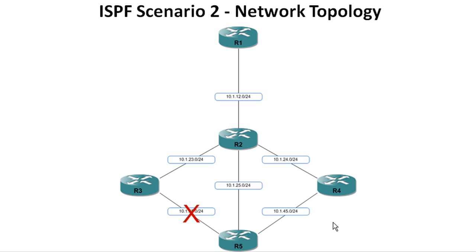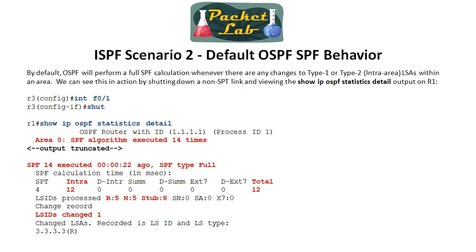So by making this topology change, we're not affecting the tree whatsoever. We really shouldn't need to rerun the entire shortest path first algorithm to get back to the tree because nothing has been changed. So using that scenario where we are shutting down that non-shortest path tree link from R3 to R5, in this case, it looks like I had a different topology because I had a fast Ethernet. But anyways, just pretend that's a serial 0/1. Go ahead and shut that down.